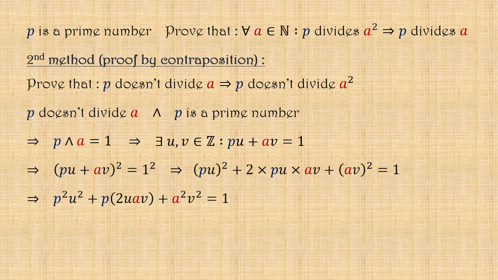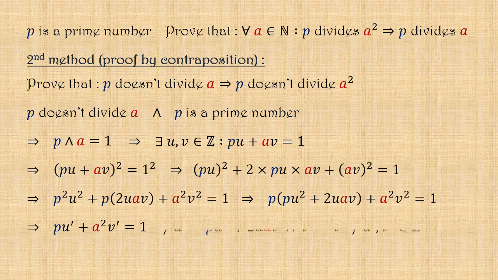Now, by extracting p as a common factor from the first two terms of the left side of this equality, we find that p multiplied by u square plus 2 multiplied by u multiplied by a multiplied by v plus a square multiplied by v square equals 1. This means that p multiplied by u prime plus a square multiplied by v prime equals 1, assuming that u prime and v prime are integer numbers which equal respectively p multiplied by u square plus 2 multiplied by u multiplied by a multiplied by v, and v square.